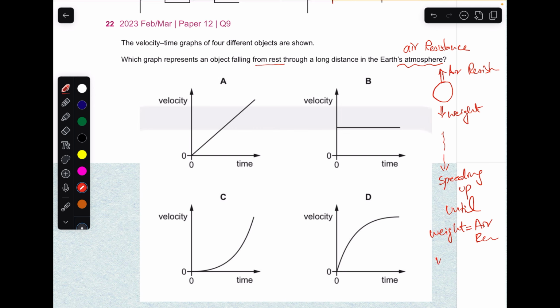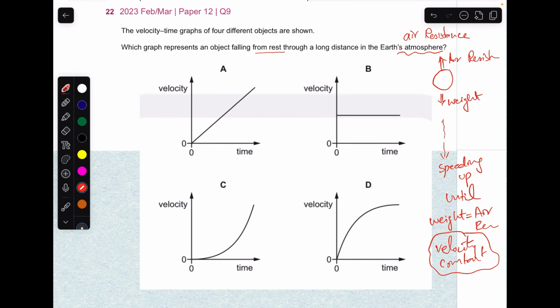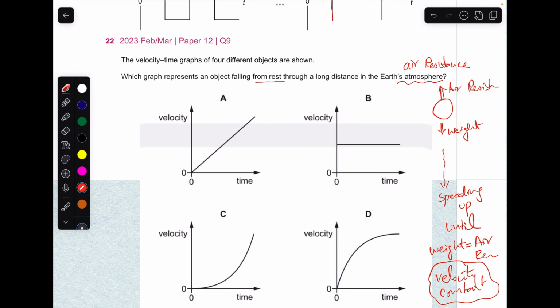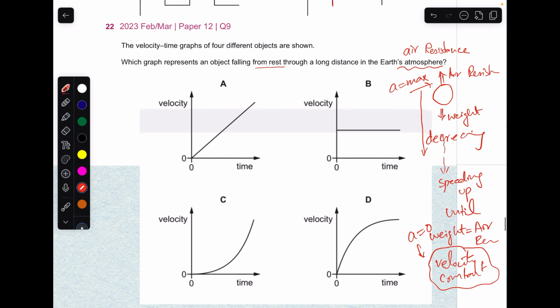At this point, velocity will be constant. And when the velocity is constant, that is called terminal velocity. So what we have to look for, the journey is increasing velocity, and then velocity should be constant. Acha, as these graphs are velocity-time graphs, we can also discuss the acceleration as well. At the start, acceleration will be maximum. At this point, a will be maximum, and at this point, a will become 0 because velocity is constant. So acceleration should be decreasing and go to 0. So you have to look at the decreasing slope.